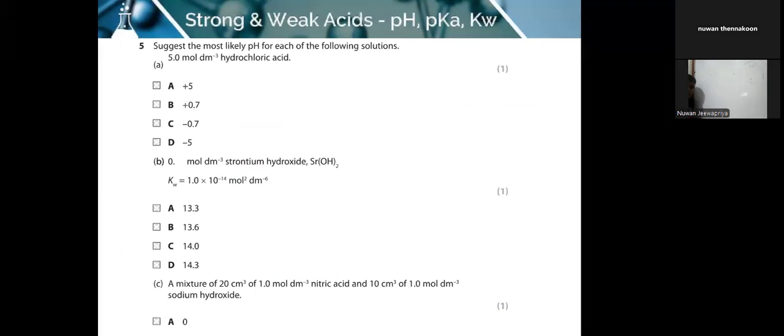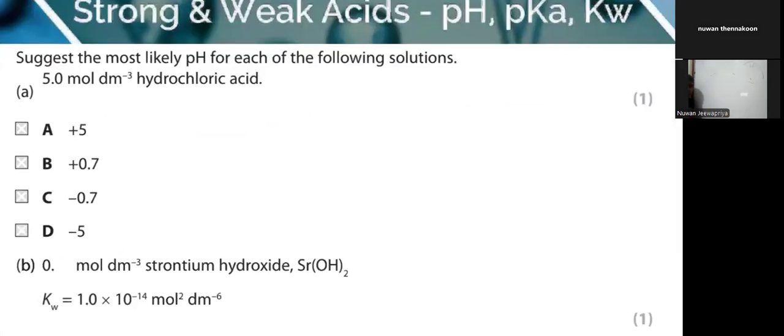So we will see the first question: suggest the most likely pH for 5 moles per cubic decimeter hydrochloric acid. So we see how the answer is made for that. Now we consider this one. Hydrochloric acid is a strong acid. Hydrochloric acid is fully ionized, I mean 100% ionized, this way.